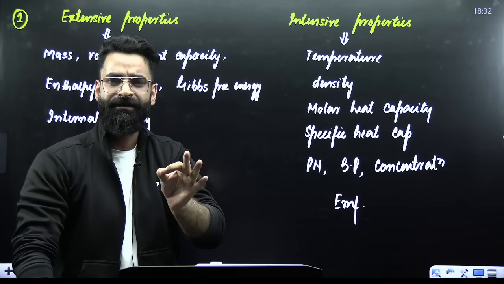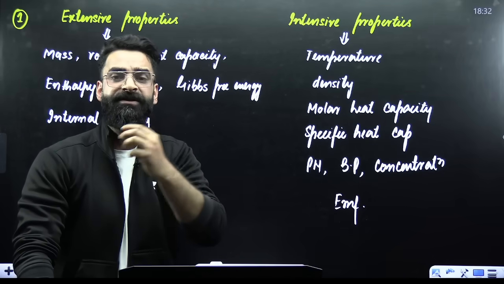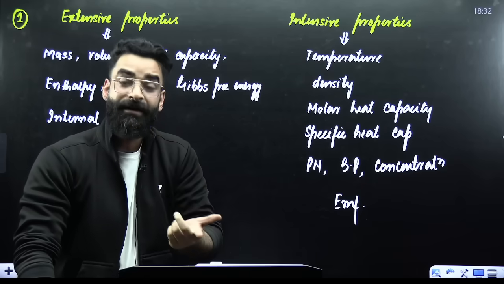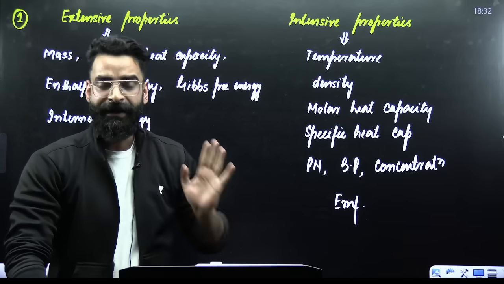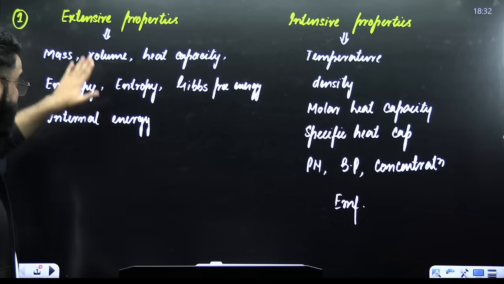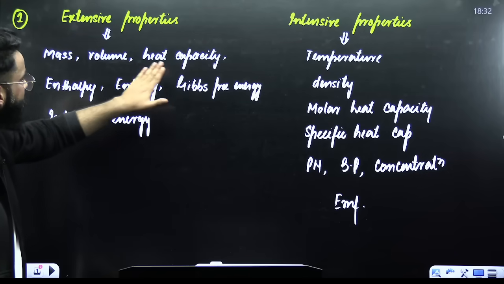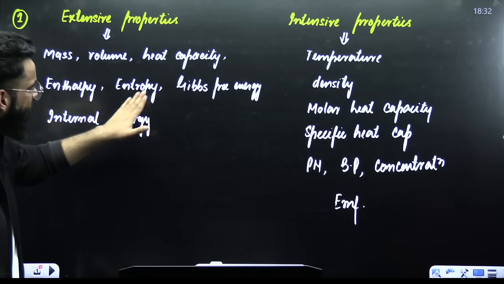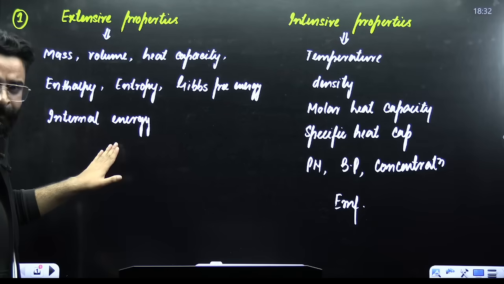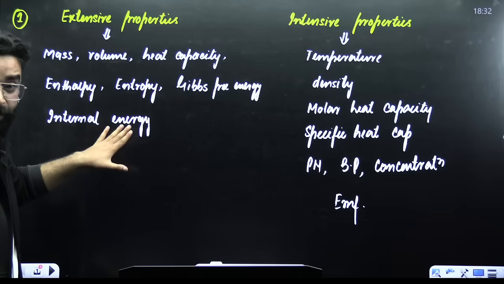They'll give you the question, right? They'll give you 2-3 examples wherein you have to identify whether it is an extensive property or an intensive property. So remember these examples. Extensive properties: mass, volume, heat capacity, enthalpy, entropy, Gibbs free energy, internal energy. These are the most common examples of extensive properties.